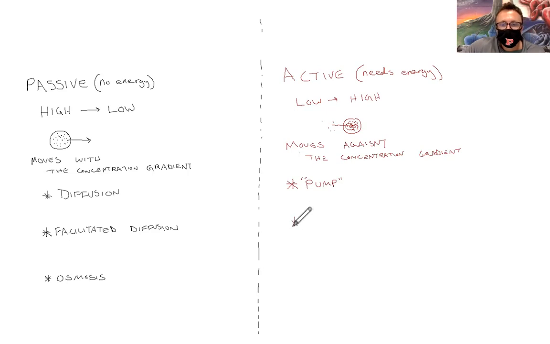The other ones are endocytosis. Remember, endo means into or inside the cell. Endocytosis and exocytosis. Okay? Now I'm going to give you a little hint to write down for each of these.